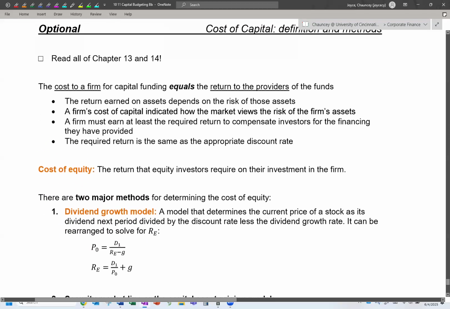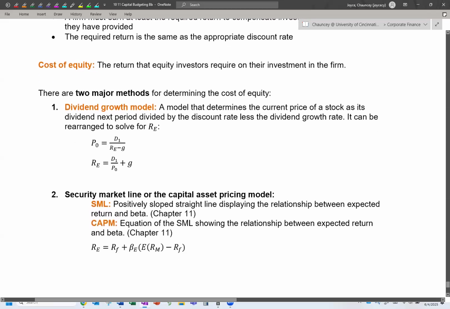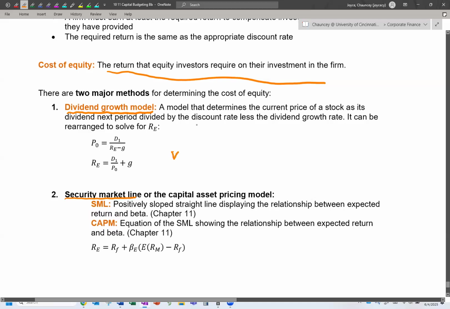Now, if you want to see other ways to get to the cost of equity, here's two main ways. That's the return equity investors require. You could use the dividend growth model. We'll get to that in a future chapter, or you could use the SML. I'll put those here for now. Pause the video here because we are going to talk about this in another unit, particularly when we get to stock valuation, which is chapter 8. And then when we get to SML and CAPM, we're going to talk about that when we get to chapter 13.